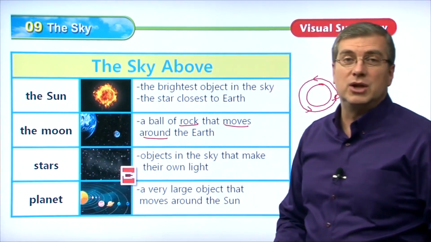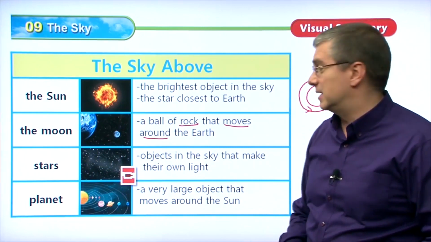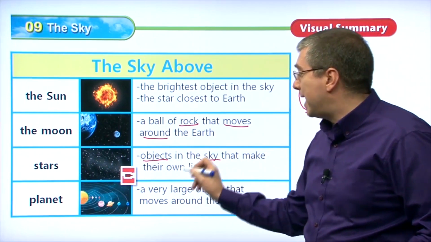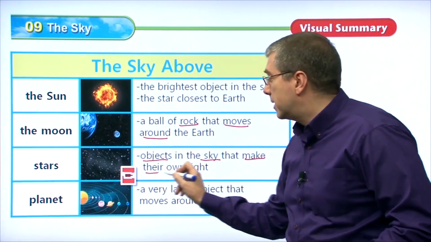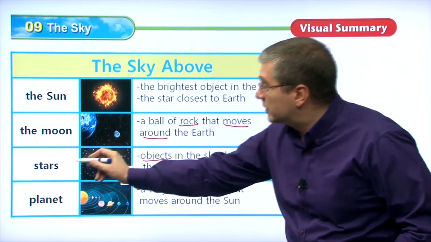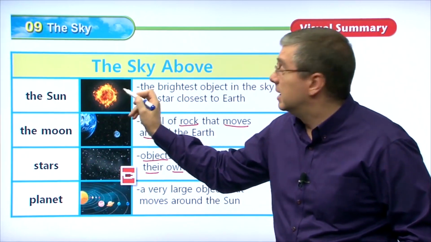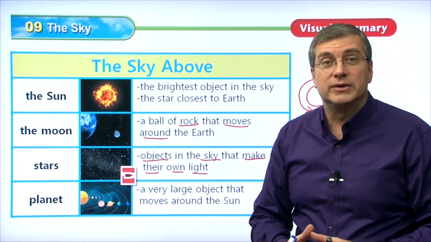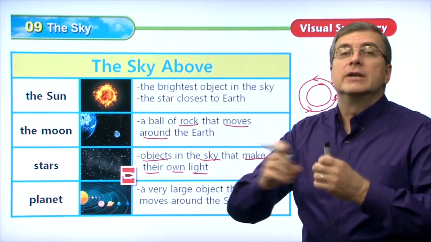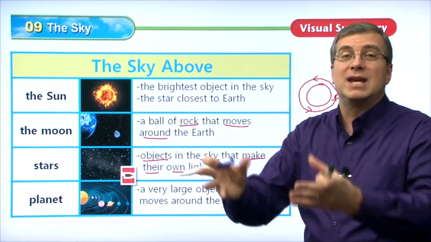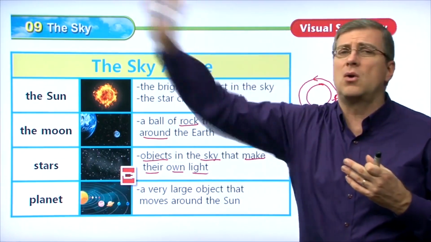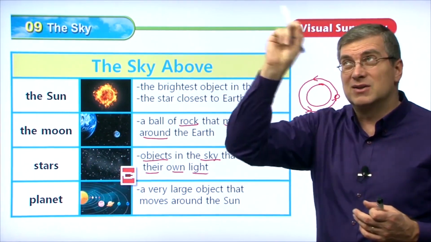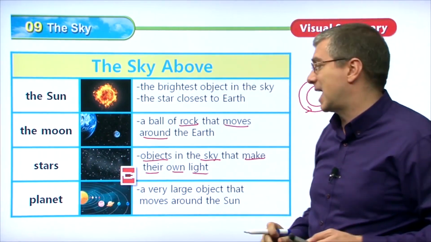Stars are other objects that we see in the night sky. They are objects in the sky that make their own light. They make their own light because basically stars are like the sun. The sun is a type of star. They're all burning balls of gas. They're burning, so they're giving off light. They're giving off heat. But they're so far away that we can only see a little bit of their light, just very small points of light in the night sky.